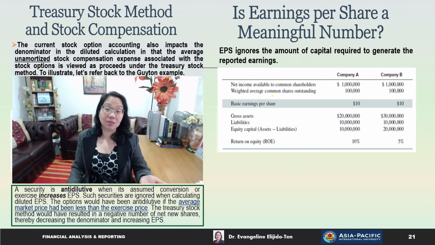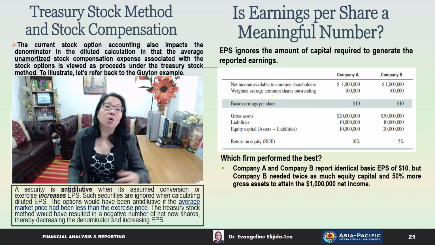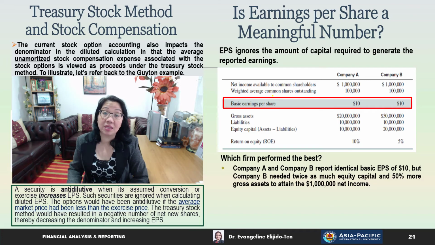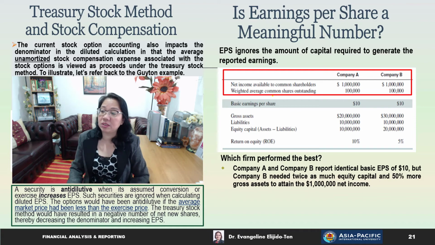Have a look at these two companies, A and B. Which of the two firms performed best? Well, both companies recorded the same basic EPS of $10 because they have the same net income, 1 million, and weighted average common shares outstanding, both 100,000.